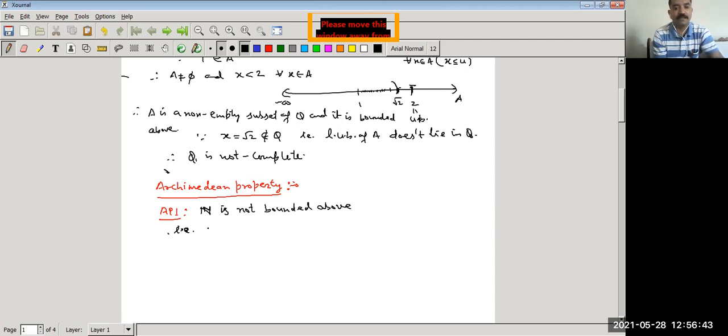That is, for all x belonging to R, given any real number x, there exists n belonging to the natural numbers such that n is greater than x. Let us think about this geometrically. This is the set of real numbers.